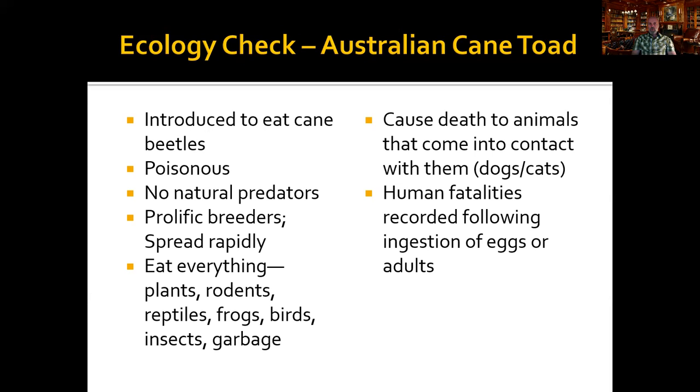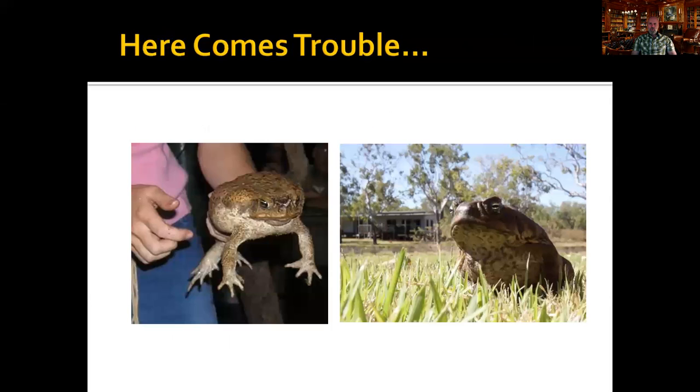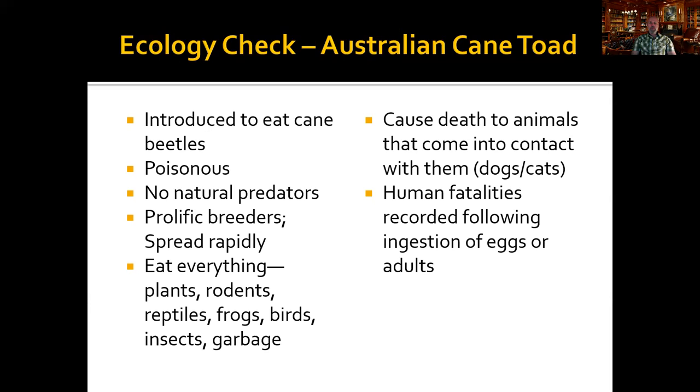If you go online and look this up, you'll see they were tracking the cane toads, and it's like every 10 years they were spreading, and they spread throughout the country really, really fast. These cane toads, which are pretty huge, go back to the picture here, you can see it's bigger than a human hand. They eat everything. They don't just eat beetles, they eat all kinds of plants, rodents, reptiles, other frogs, birds, bird eggs, insects, they eat garbage.